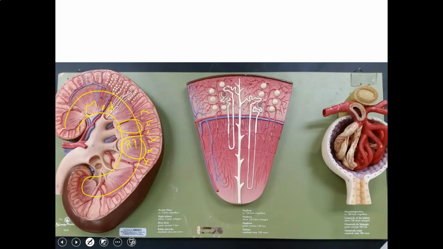The renal pyramids have a papilla that is going to drain urine into a minor calyx. Minor calyces merge together to a major calyx, and then major calyces merge together to create the renal pelvis, which is going to then become the ureter that's going to take urine out.